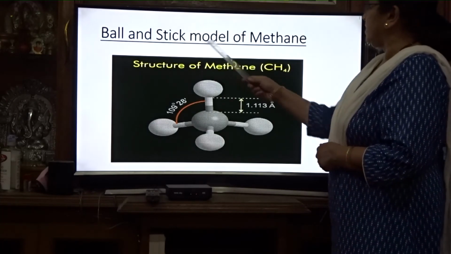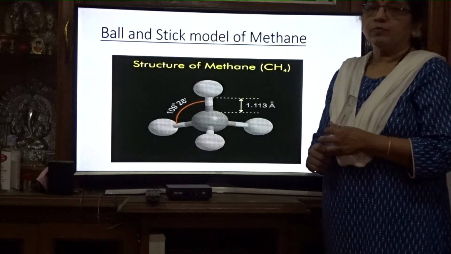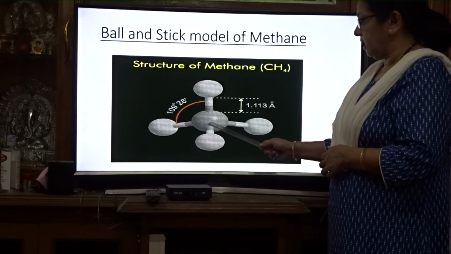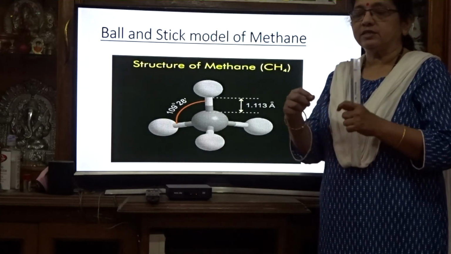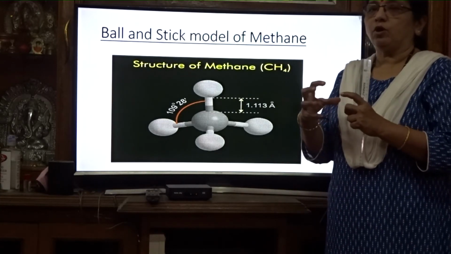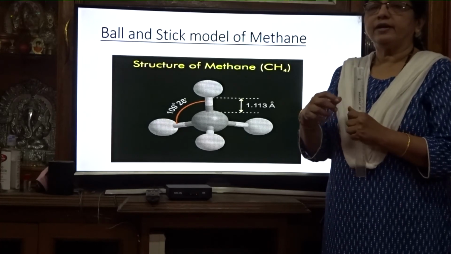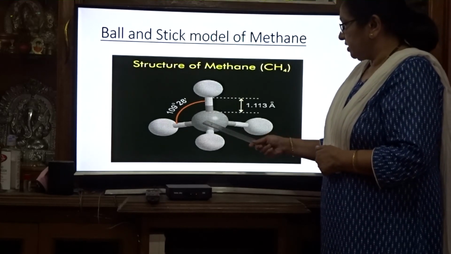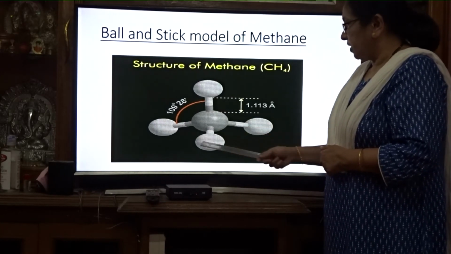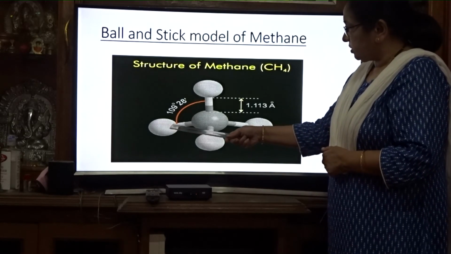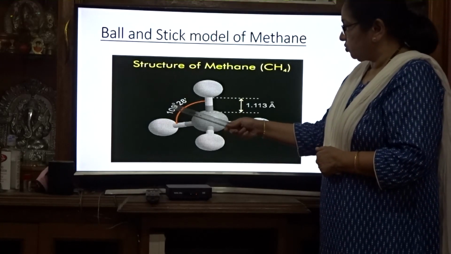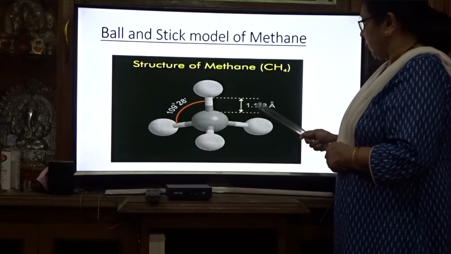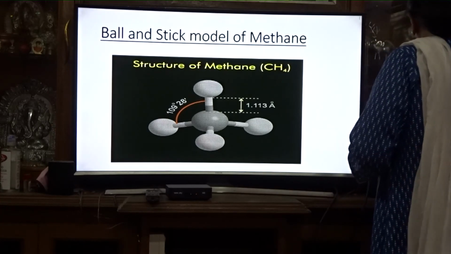This is the ball and stick model of methane. In the ball and stick model, these are the hydrogens and this is the carbon. The balls are fixed on sticks, so it is known as the ball and stick model of methane. When you come to the class you will see it. This big one is the carbon and these 4 are the hydrogens. The H-C-H bond angle is 109 degrees 28 minutes and the bond length is 1.10 angstrom.